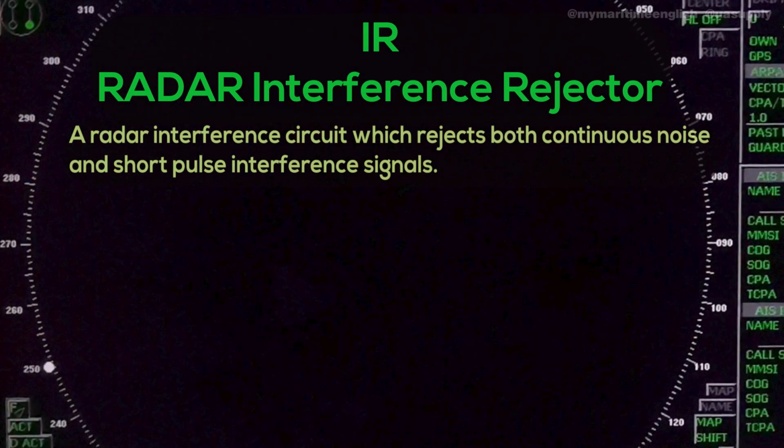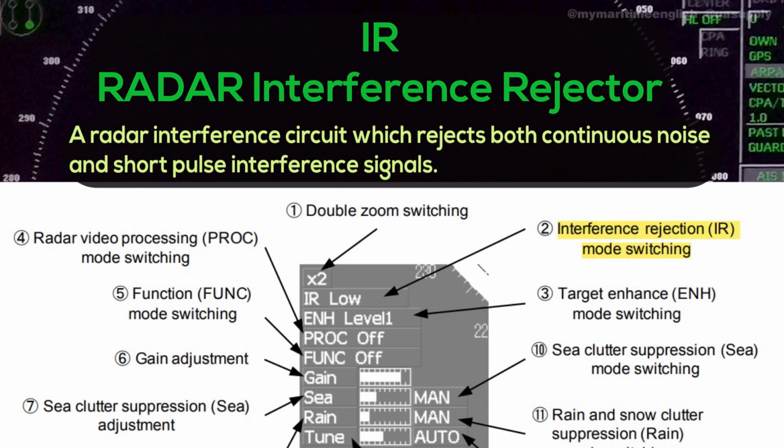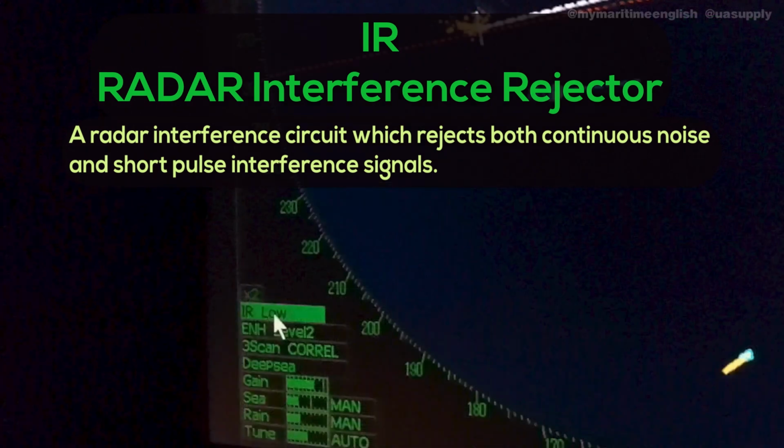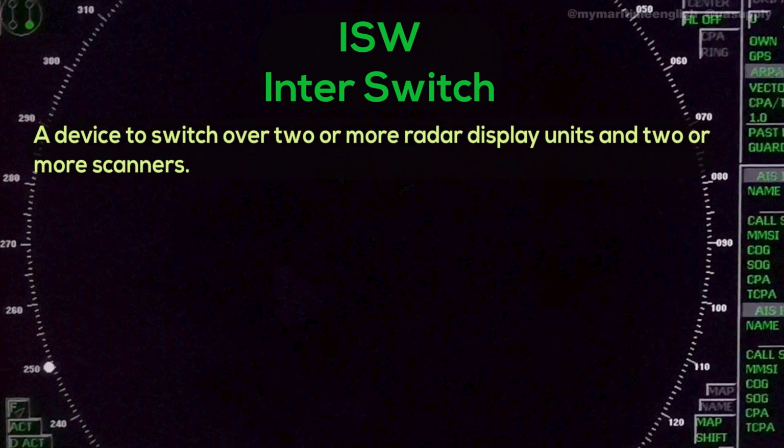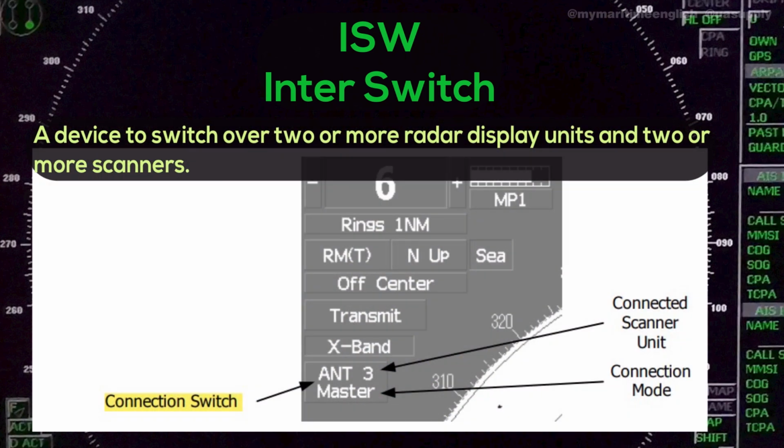IR, radar interference rejector. A radar interference circuit which rejects both continuous noise and short pulse interference signals. ISW, interswitch, a device to switch over two or more radar display units and two or more scanners.